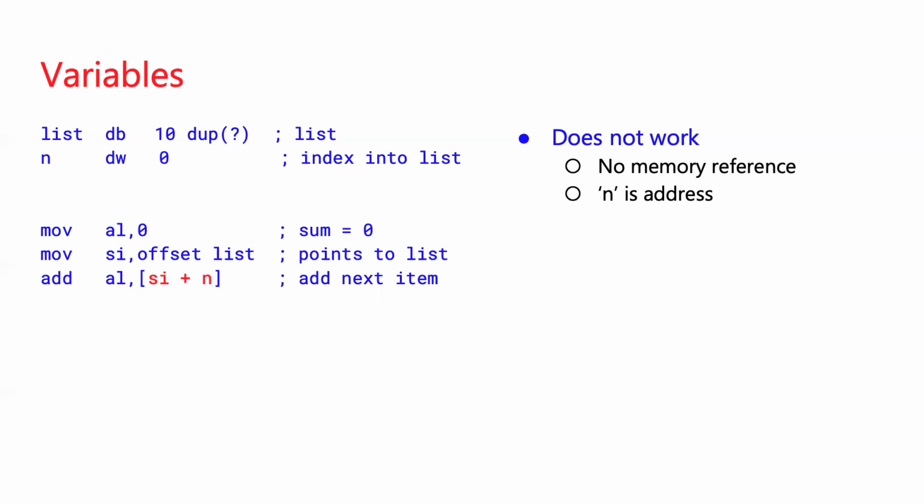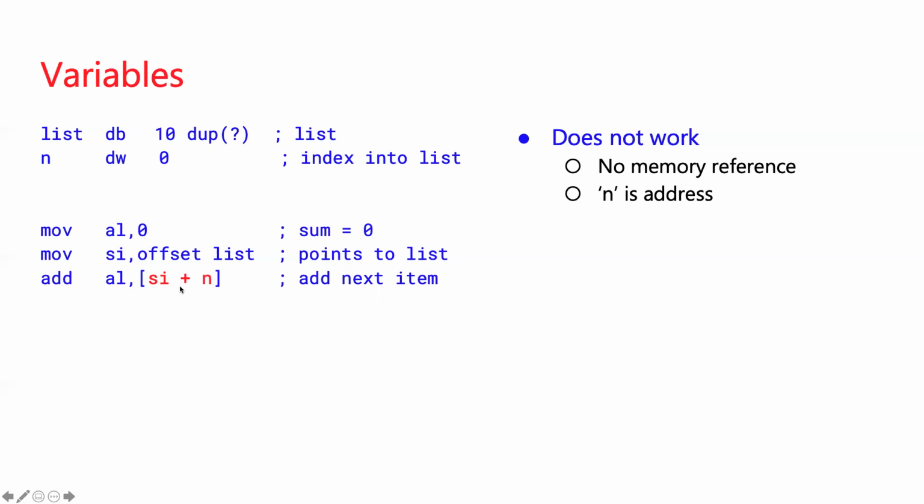The part that I said was wrong was SI plus whatever's in N. This assembles, but that's not what it does. It's going to be SI plus whatever offset N has, not the contents of N. Like if N had a 0 in it or a 1 or a 2, that isn't going to have any effect on this instruction. It's going to treat N as a fixed offset into the data section, and it's going to add SI to that, which isn't going to give you the value of N.